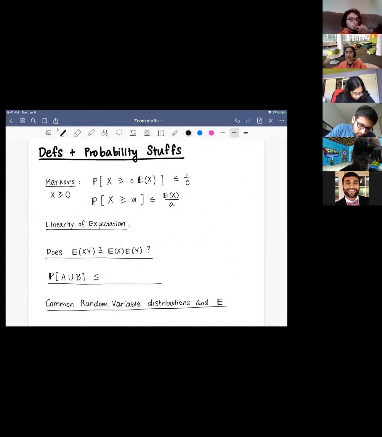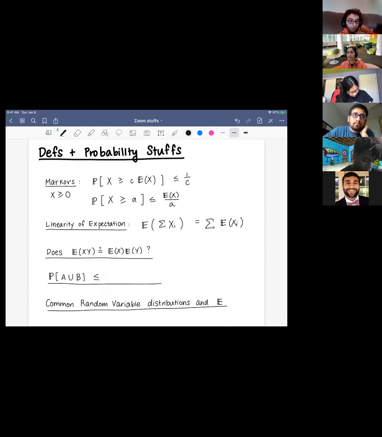Linearity of expectation. By now you've seen it a million times, but a key idea is, let's do a little yes or no vote in the Zoom chat. Do you need the condition of independence for linearity of expectation to work? Awesome, I'm seeing lots of no's in the chat. Yes, linearity of expectation works without needing independence. So the expectation of the sum is equal to the sum of the expectations.